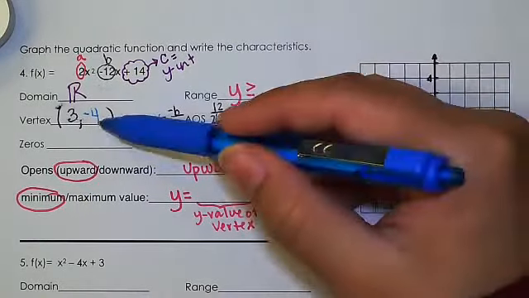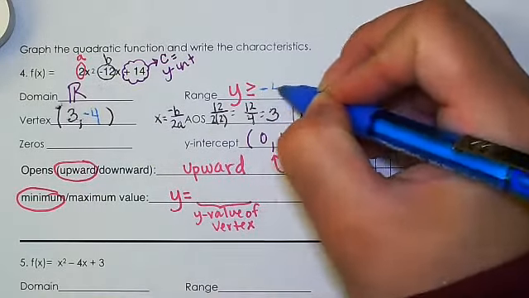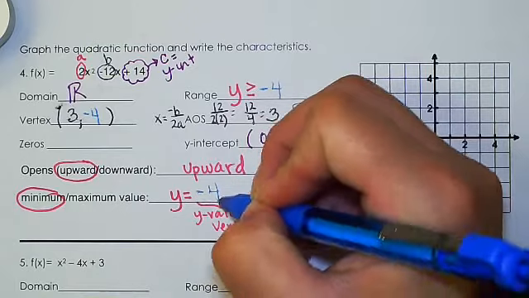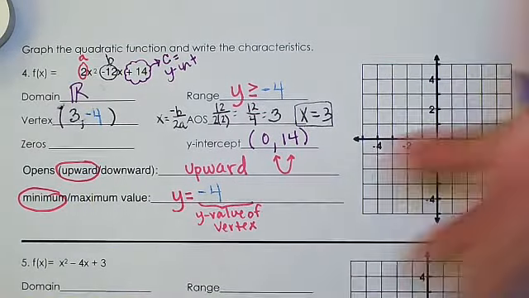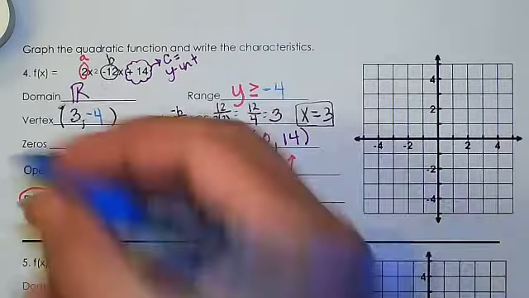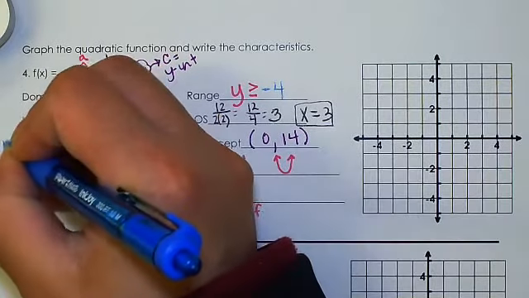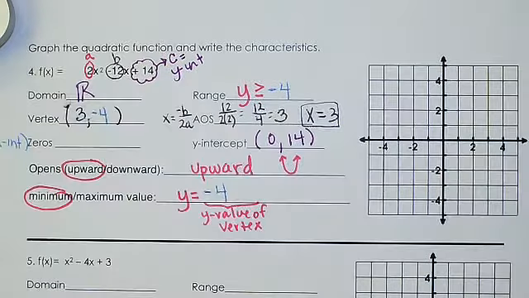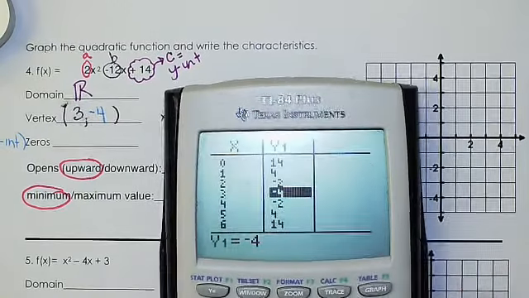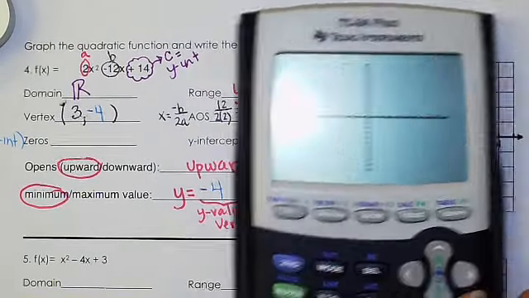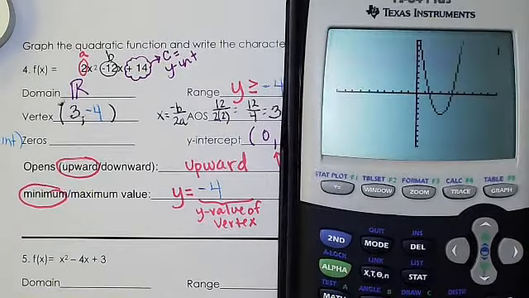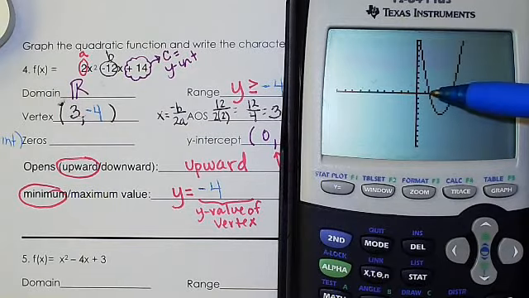So now that I know my vertex, I know everything else. I know that I can take this y value and put it here and put it here. Now you might be thinking, I don't know everything, miss. I don't know my zeros. Remember, zeros are the same thing as x-intercepts? Well, I could do this. I could take my calculator and press graph.